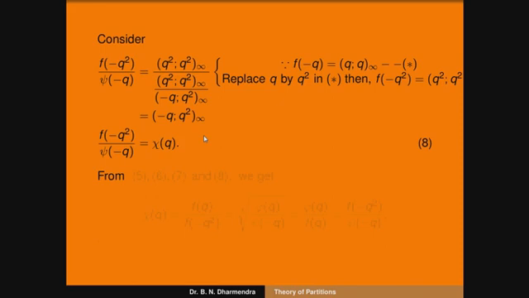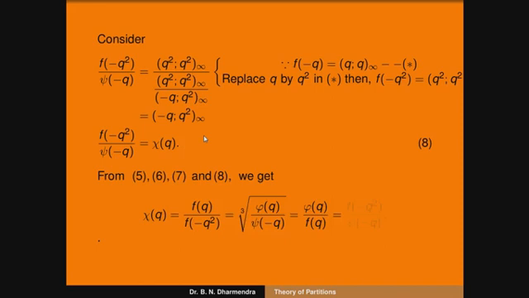From equations 5, 6, 7 and 8, we get chi of q is equal to f of q divided by f of minus q square, that is equal to cube root of phi of q divided by xi of minus q, that is equal to phi of q divided by f of q, that is equal to f of minus q square divided by xi of minus q. So it's the beauty of the Ramanujan function. All the theta functions and the remaining terms of chi of q are interrelated. Just we have to observe the terms.